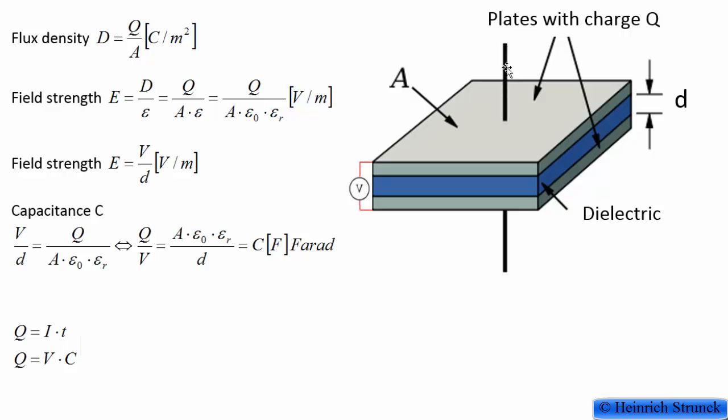So if we want to charge a capacitor, we can lead a current to the capacitor in a given time, and it will give us a voltage drop across the capacitor depending on the capacitance of the capacitor, and the capacitance depends on the area, the dielectric for vacuum, the relative dielectric, and the distance between the plates.